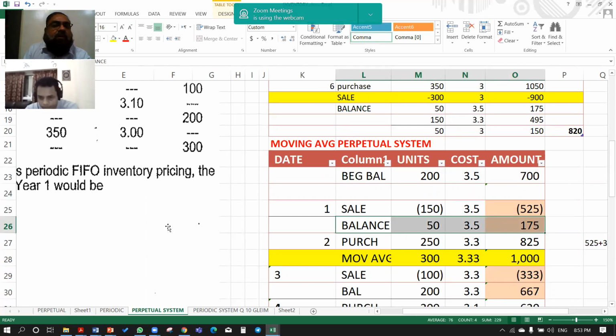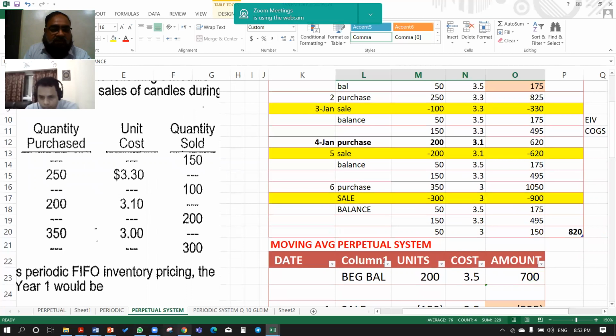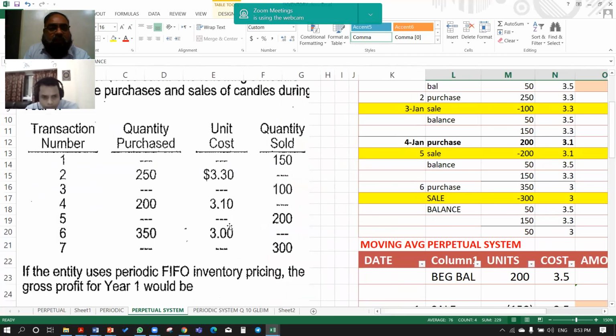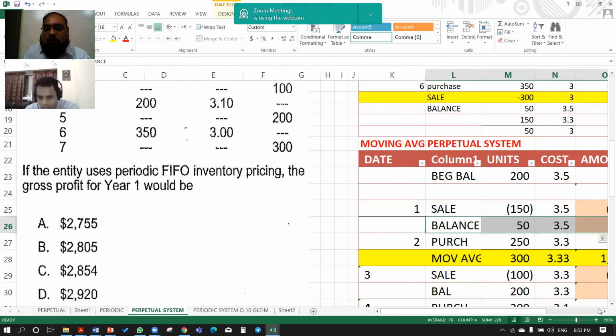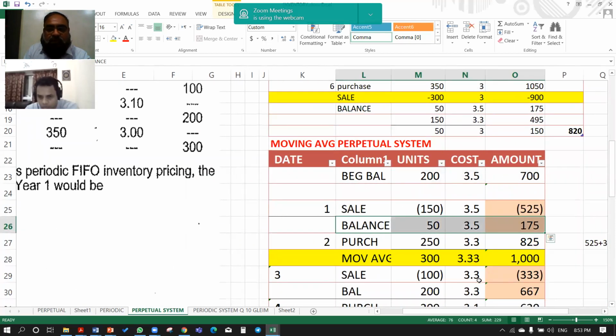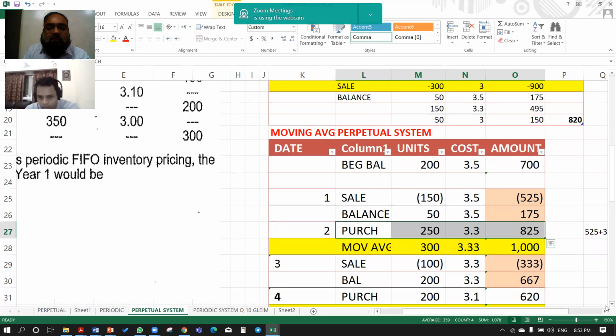Agree. Now we are coming to the second transaction that we had here. We purchase 250 at 3.3, right? 250 at 3.3, it's the same as we have done. So up till now it is the same, right? Now we have to follow the moving average selling method.